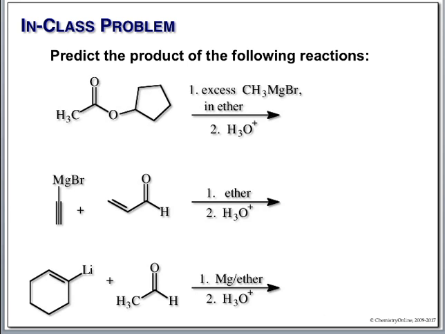These are all Grignards. Now remember, our first one is an ester. What do we do with the alcohol half of the ester? We wash it down the drain. Doesn't matter what the alcohol portion is, it's gone.